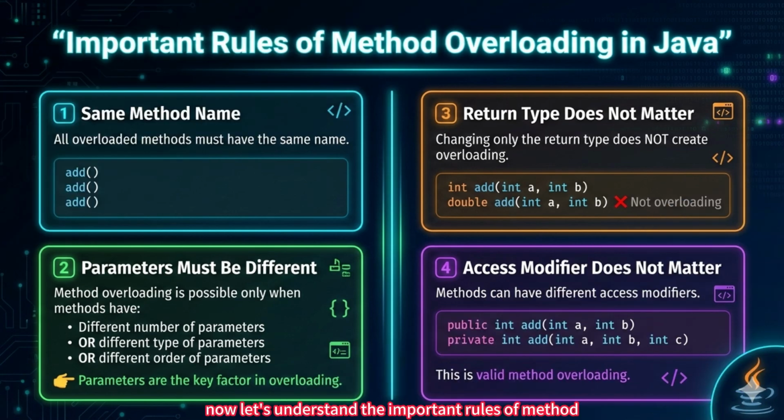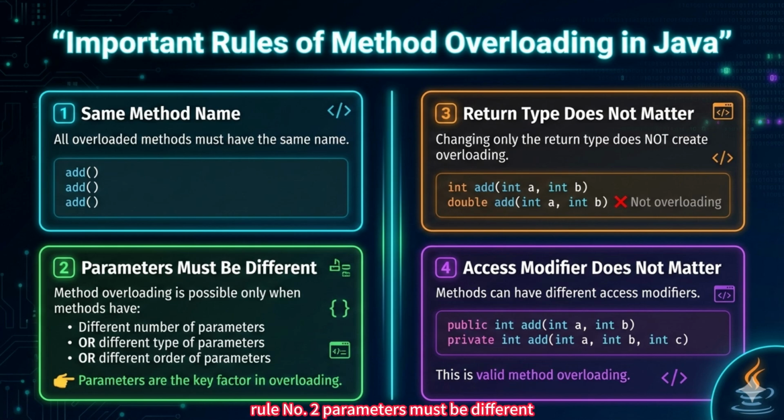Now let's understand the important rules of method overloading. Rule number 1, same method name. All overloaded methods must have the same name. For example, add. The name must be exactly the same.